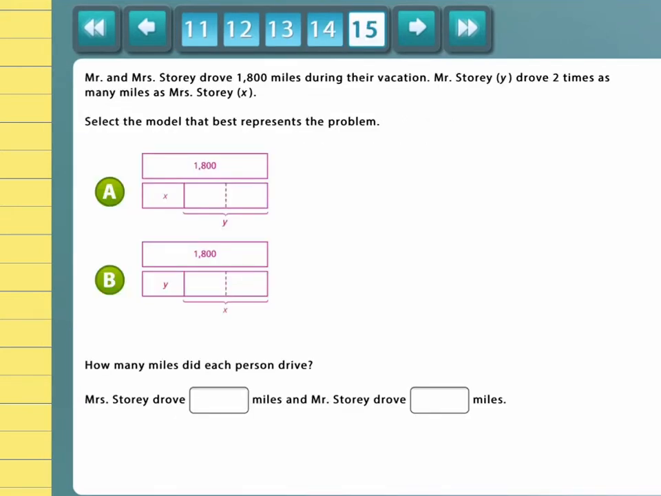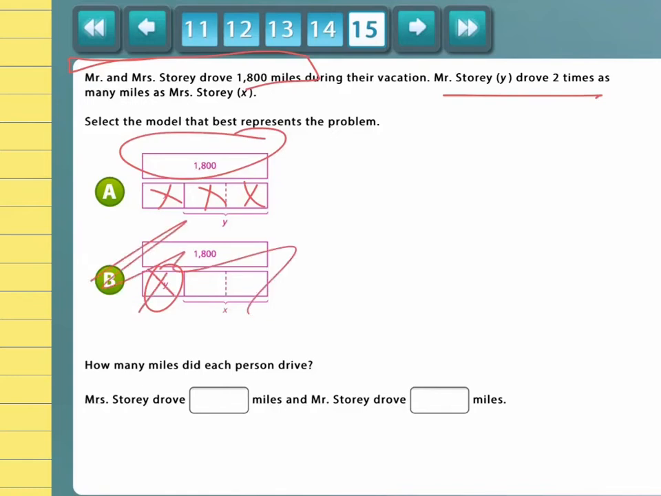This is a complicated problem. I think it's really important to understand the language of the problem first. Mr. and Mrs. Story drove 1,800 miles, so we've got a part-whole model. Mr. Story, Y, drove 2 times as much as Mrs. Story. So X is going to equal Mrs. Story, and 2 times X is going to equal Mr. Story. So that will give us the total parts of each person driving. Now, the reason this is wrong is because Y is 2 times X, so this is not correct. So we get rid of B.